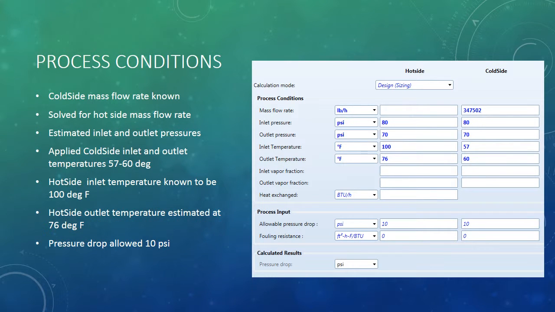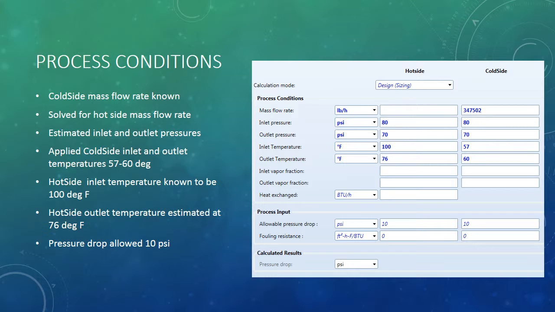Hi, this is Bryce, and I'm going to go over the process conditions we put into Aspen. On the cold side mass flow rate, we knew that, so we put that value in. Then we solved for the hot side mass flow rate, so we just left that blank in Aspen. We estimated the inlet and outlet pressures, and we found these through reiteration.